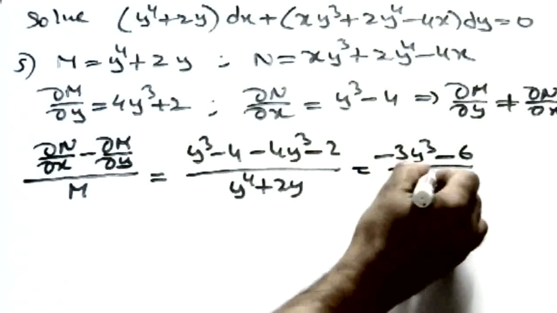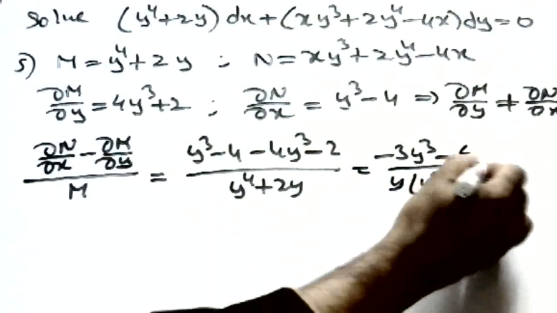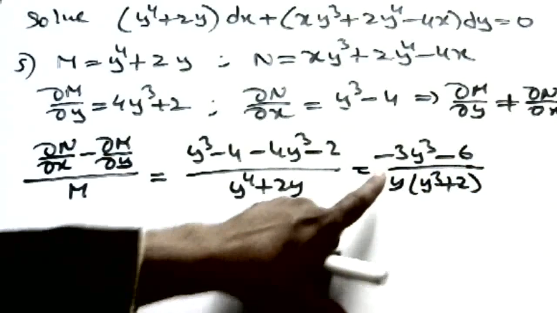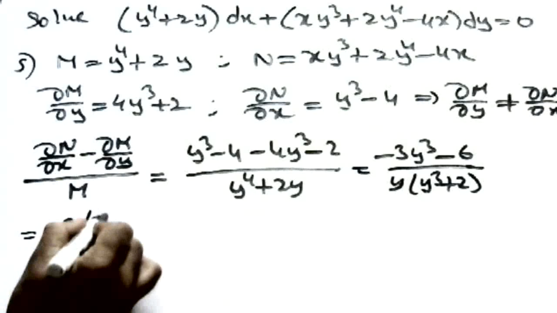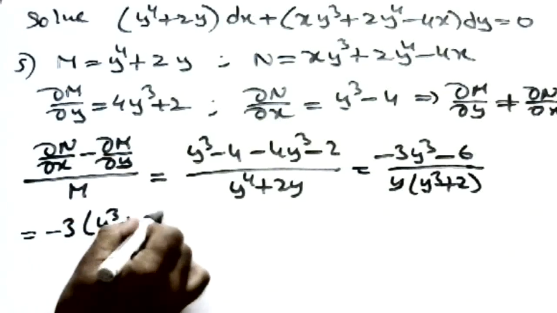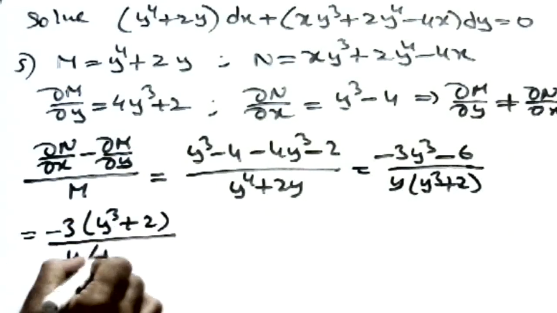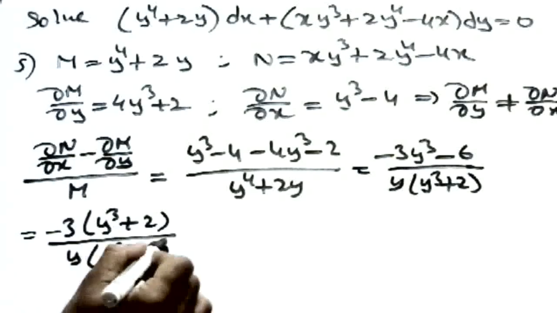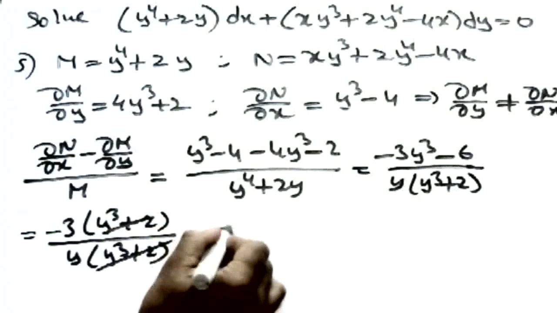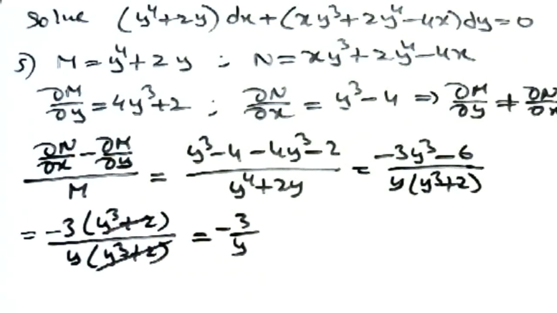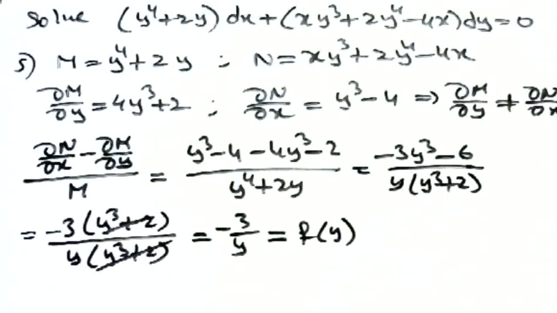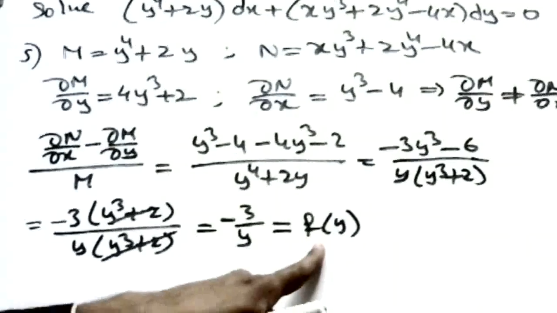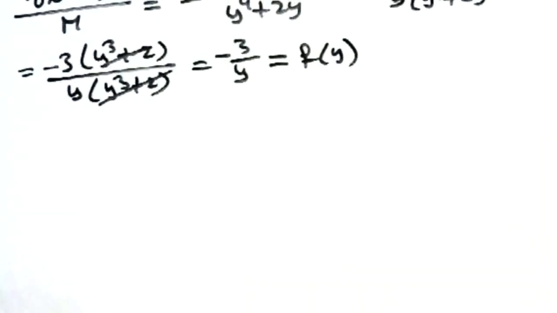Let me take common y here. If you take common y, it is left with y³ + 2. In the numerator also you take minus 3 common, it will be left with y³ + 2, divided by y into (y³ + 2). Now you cancel this one, left with minus 3 by y. So this is the function in y alone. Therefore, now we suppose this as f of y.